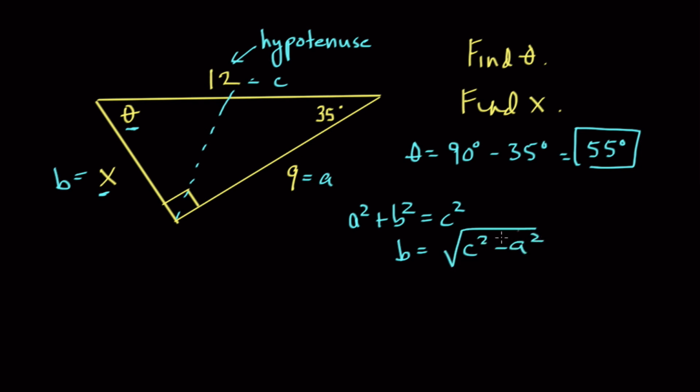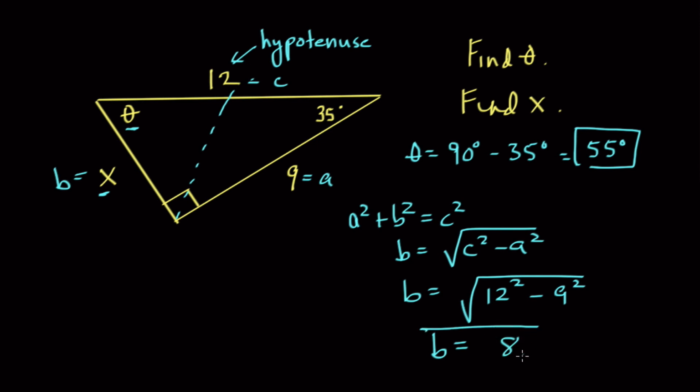It's going to be the square root of c squared minus a squared, so it's going to be 12 squared minus 9 squared. When I put it in my calculator, I get 7.9, so I get 8. And so that's it. That's the Pythagorean theorem. You have lots of practice problems. Go ahead and do them, and when you're ready, move on and make sure you understand the trig also.